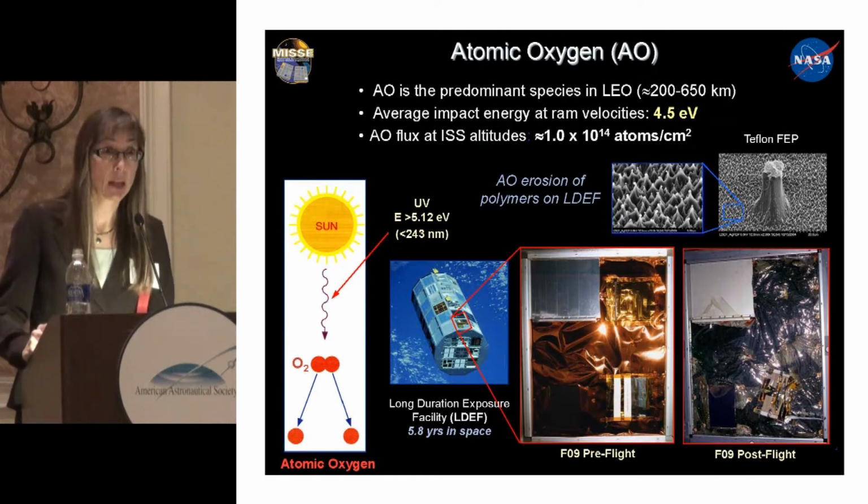The average impact energy at RAM velocities is 4.5 eV, and that's energetic enough to cause bond breakage in many materials. For polymer materials and some of the other materials, the oxidation products with atomic oxygen are gases, and so the materials can literally erode away over time. That could be a serious structural problem for spacecraft.